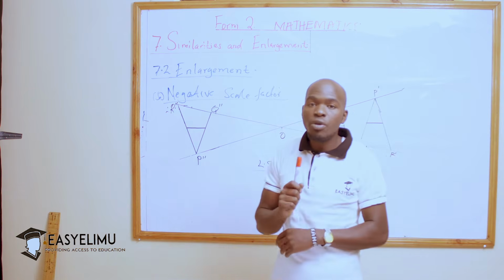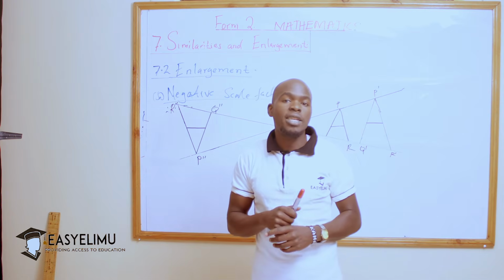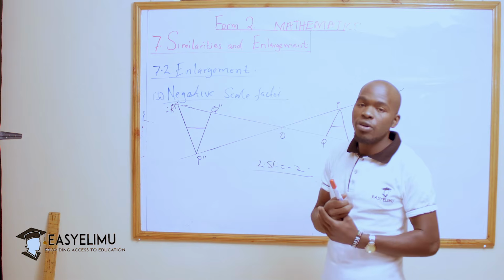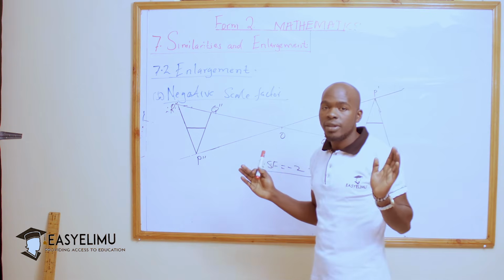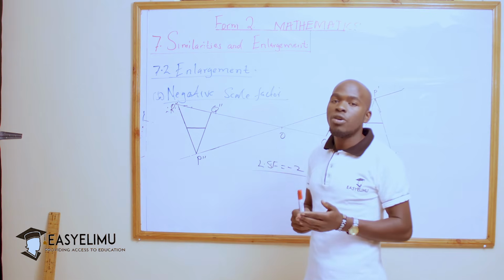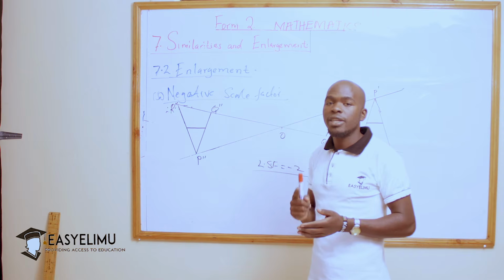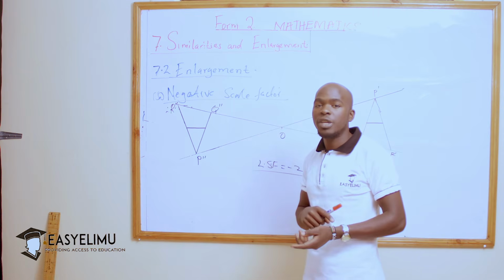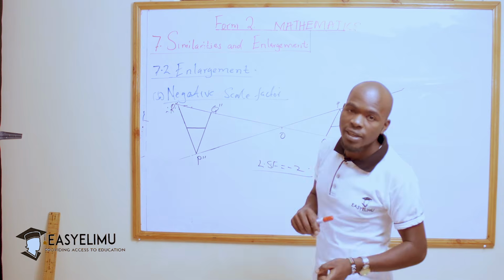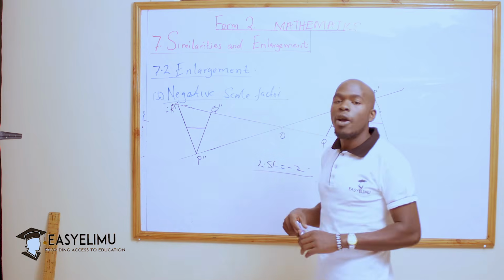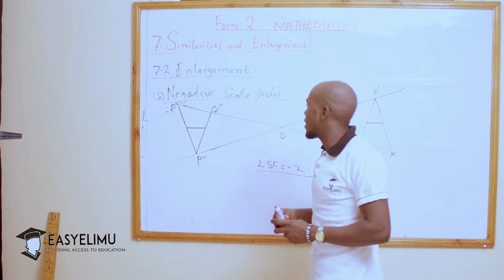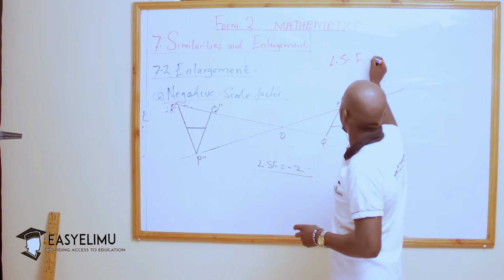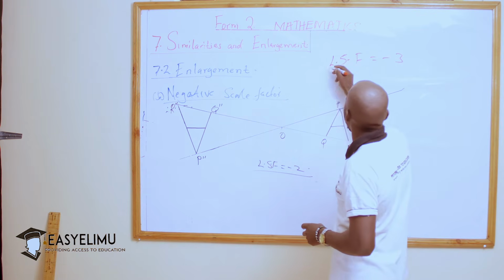So I will give you one example, and that one you will work out as an exercise. I have a rectangle measuring 3 centimeters and 5 centimeters, meaning 3 centimeters is the width and 5 centimeters is the length. Then I want you to enlarge it under a linear scale factor of 3. So it will be -3.